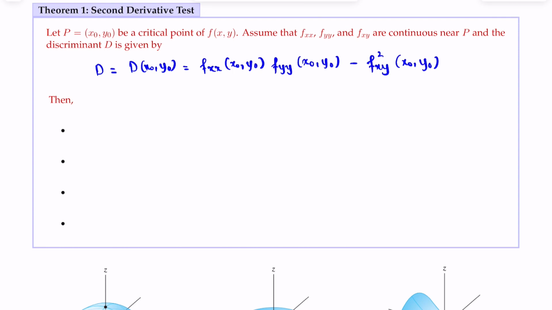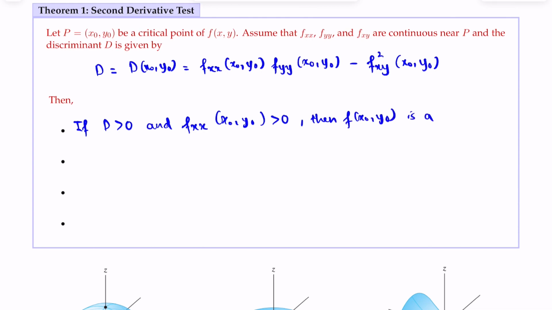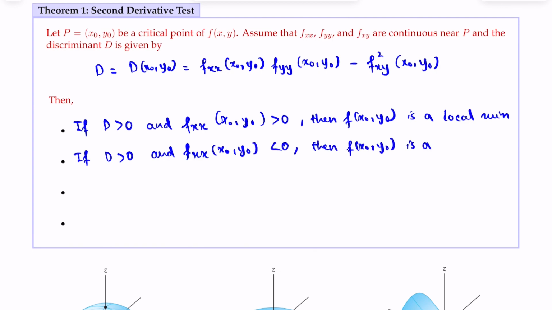So this is called the discriminant, and we're going to use the discriminant to locate a local minimum or a local maximum as well as the saddle point of the function. Now if the discriminant is positive and f x x of (x0, y0) is positive, then you can conclude that f of (x0, y0) is a local minimum. On the other hand, if the discriminant is positive and f x x evaluated at (x0, y0) is less than 0, then f of (x0, y0) is a local maximum.